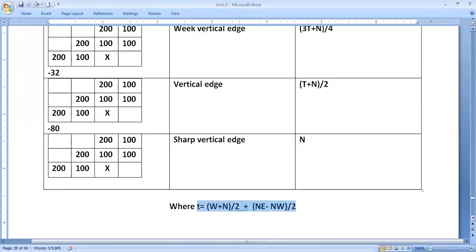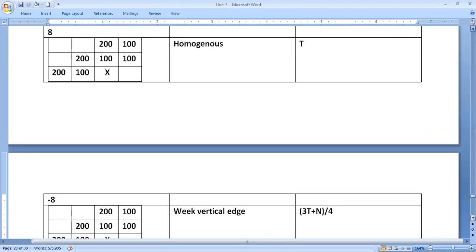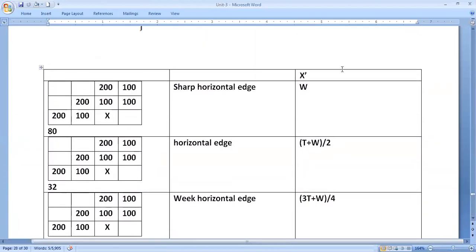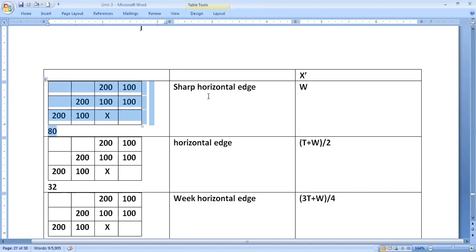So this whole figure we will compute with the help of the pseudocode. Either you memorize the pseudocode, or you understand this table: if dv minus dh is greater than 80, then the encoded value of x will be west. If the difference is between 80 and 32, then what will be the value of x? This will be t plus w by 2.